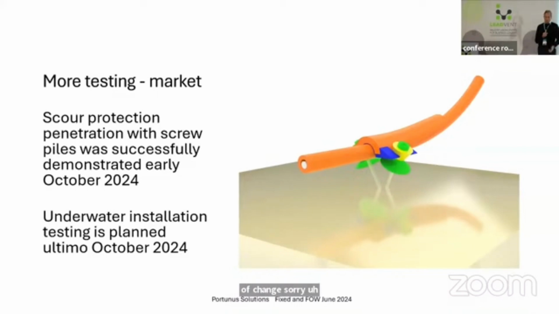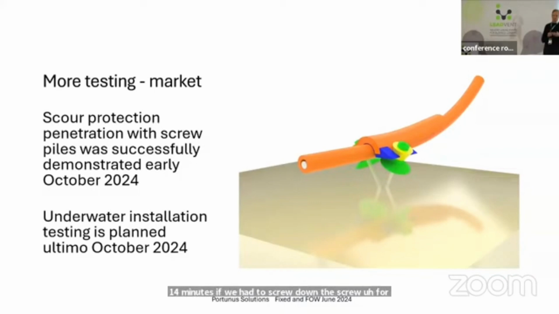So we would keep screwing the screw, and then, to the gentleman from DEMA, we would not be able to do that in 14 minutes. If we had to screw down the screw to 24 meters, then possibly it would take twice as long to get 2 screws down to, for example, 24 meter depth.